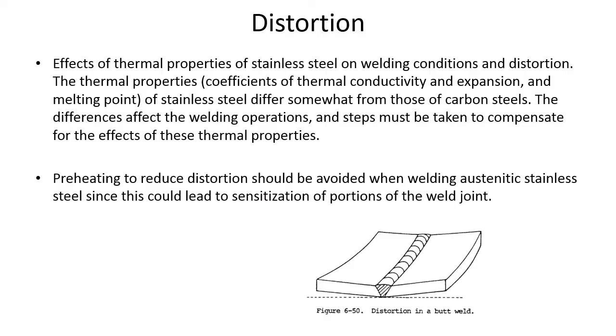The effects of thermal properties of stainless steel on welding conditions and distortion. The thermal properties, coefficients of thermal conductivity and expansion, and melting point of stainless steel differ a little bit from those of carbon steels. You've got a bunch of chromium and nickel in there. It throws off the chemistry and the way stainless steels work from a metallurgical standpoint. A lot of stainless steels are austenitic, which means they have a face-centered cubic structure, which makes it a whole different ball game than carbon steels. Coefficient of thermal expansion is different, thermal conductivity, electrical conductivity, everything is different. So the differences affect welding operation, and steps must be taken to compensate for these thermal properties. You need to keep that in mind.